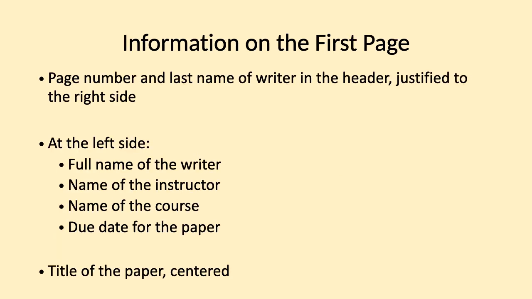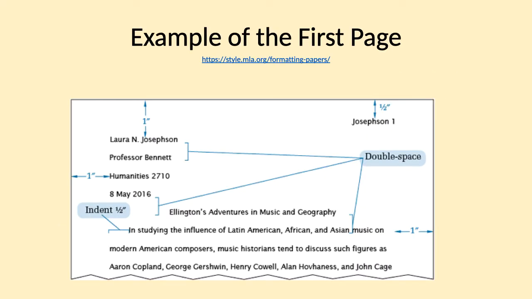The paper has your last name and page number in the upper right-hand corner. Then, at the left side of the paper, your full name, the instructor's name, the course name, and the due date. The title of the paper is centered just above the beginning of the text. You can see how the first page should look when finished.